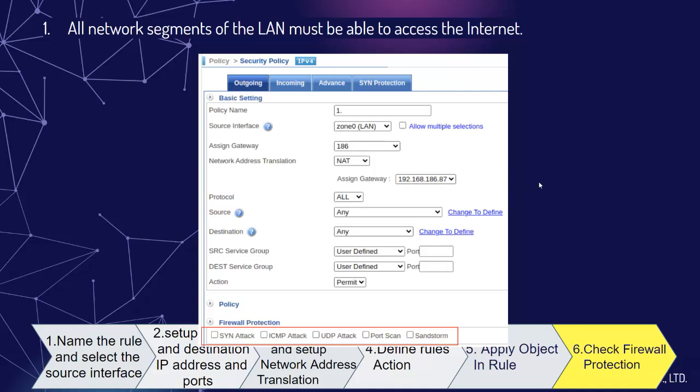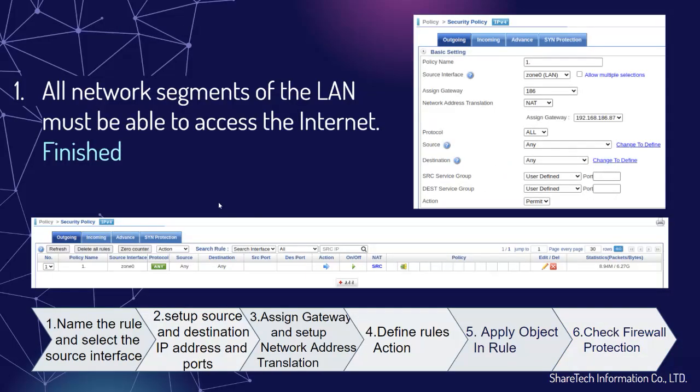Then we finish the first requirement: all network segments of the LAN must be able to access the internet. So after the setup is complete, the rule will look like this.